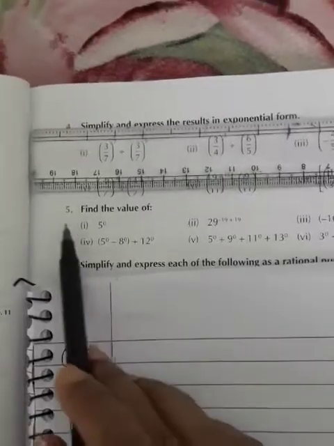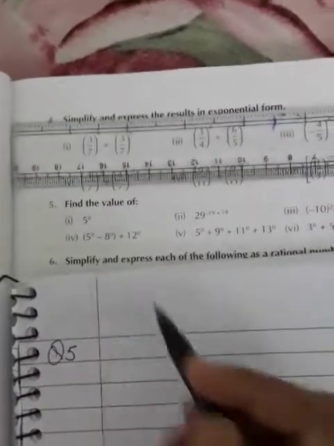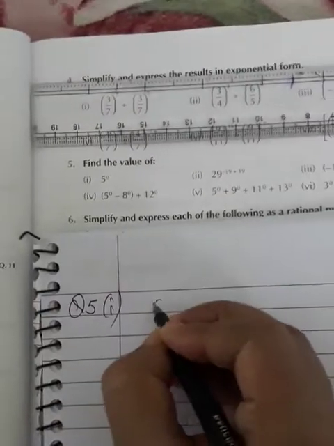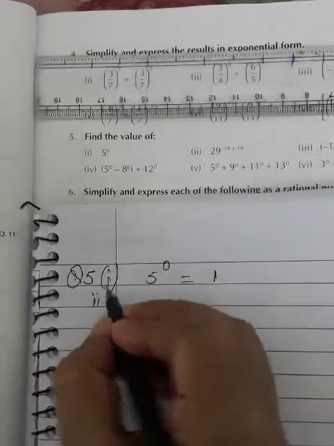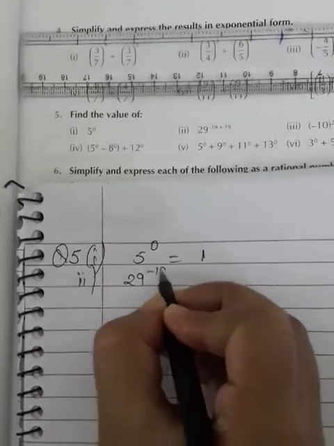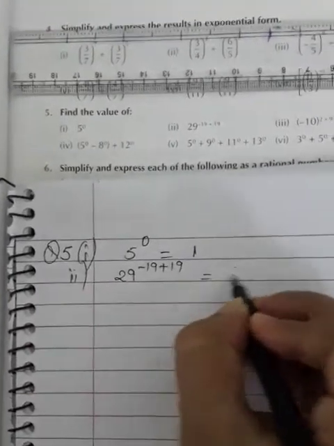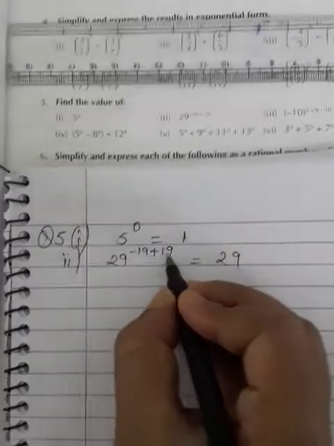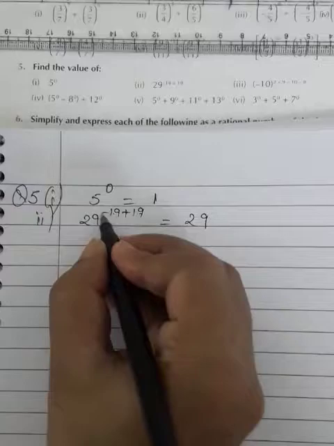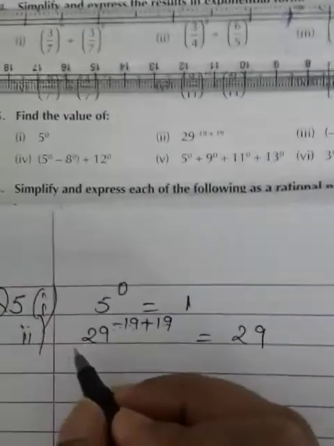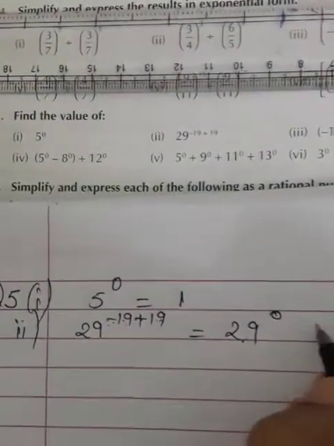The next question is question number 5. Find the value of 5 to the power 0. This is easy. I have taught you any number whose power is 0, answer is 1. Second one, 29 to the power minus 19 plus 19. Minus 19 plus 19 will be 0. When you have two same numbers with different signs, minus and plus, they cancel. So answer is 0. Any number power 0, answer is 1.